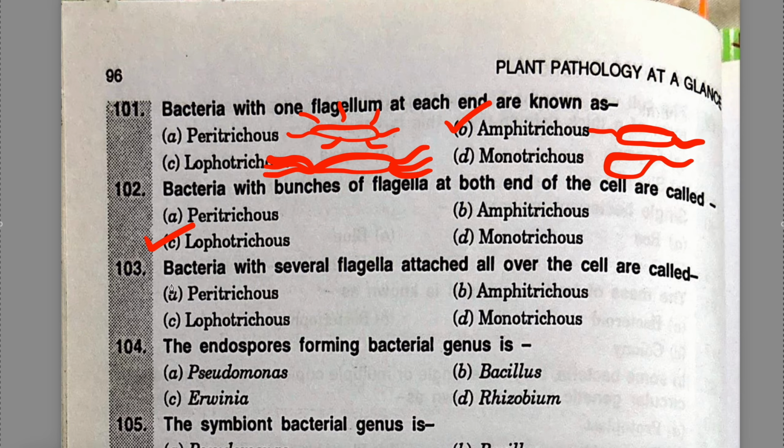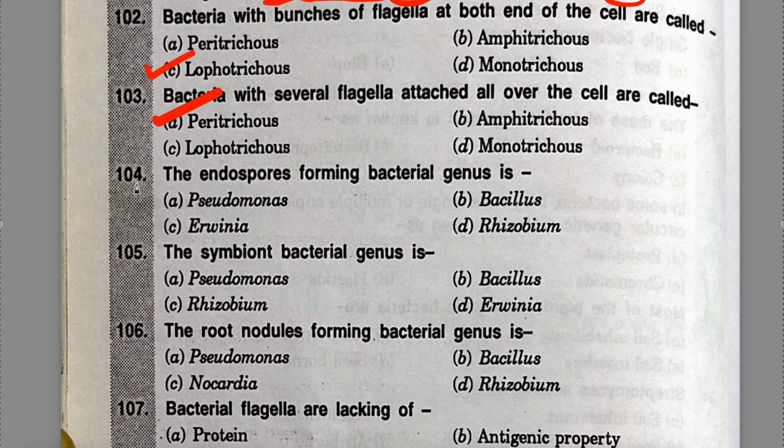Question 103, similar question. Bacteria with several flagella attached all over the cell are known as which one? The options remain the same. Several flagella attached all over the cell, all over the body. So this is, yes, option A, peritrichous.